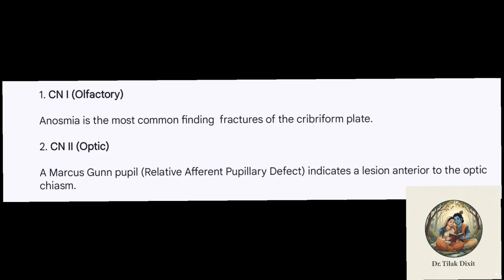Now moving to cranial nerve 2, they'll either give in the option a Marcus Gunn pupil, or they will alternatively write that it is a relative afferent pupillary defect, and both these things indicate the lesion anterior to the optic chiasma.